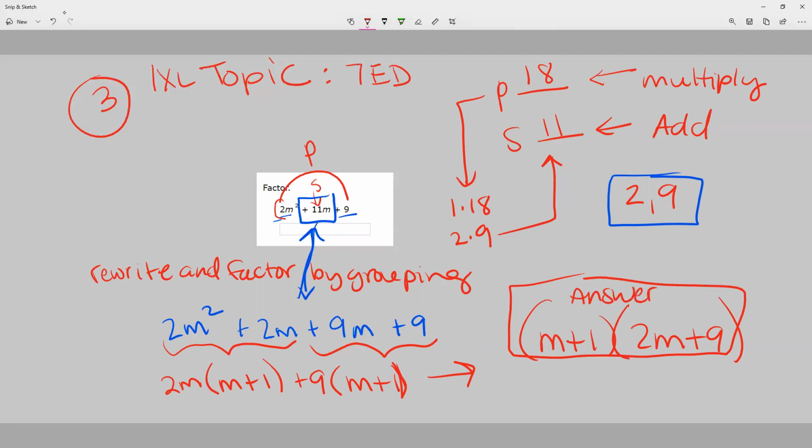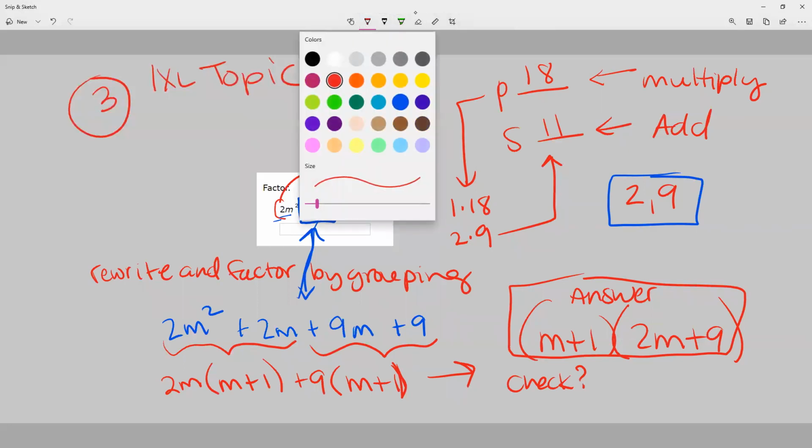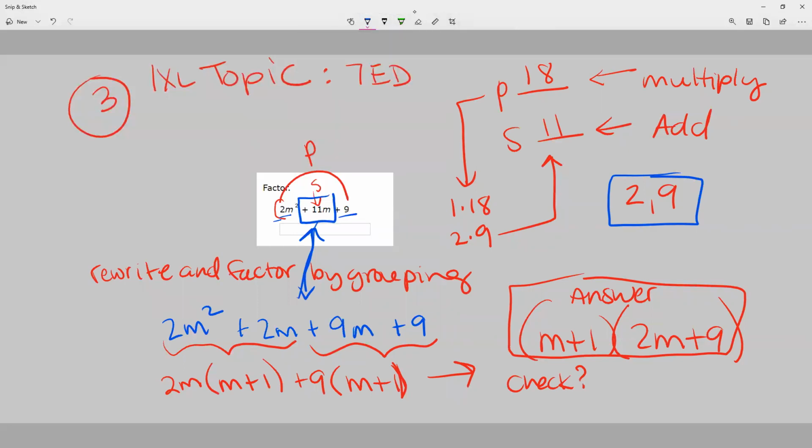If I want to check my answer, which you don't have to do, but you know, if it mattered, maybe if it was a test or something, you'd be more motivated to do it. But you could go through and do the FOIL or do the distributive property, however it is you look at it, but just multiply it out and make sure that you get this back. All right, that was a lot of writing.